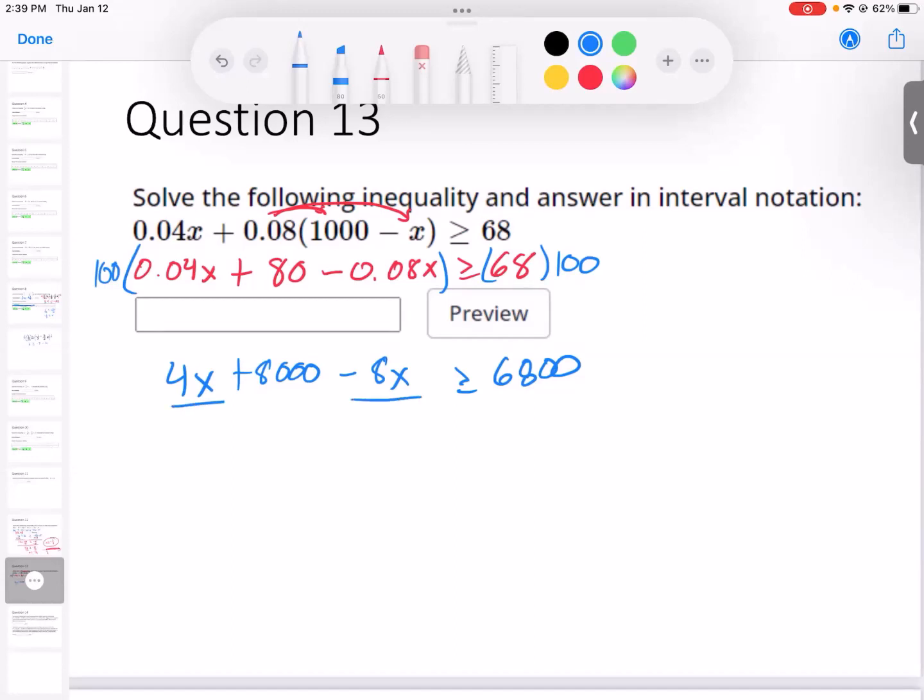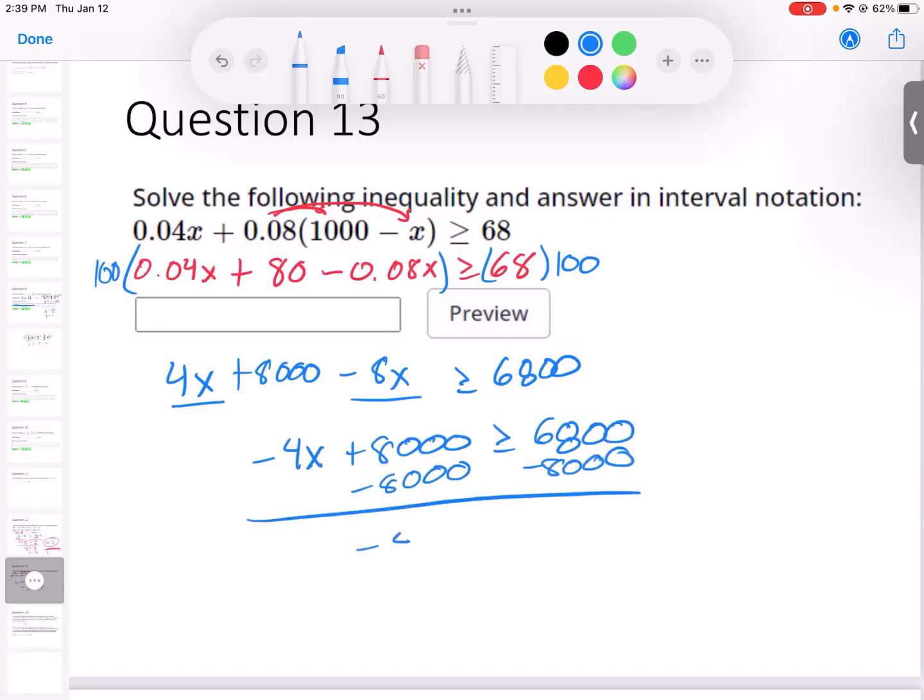So 4x minus 8x is negative 4x, plus 8,000 greater than or equal to 6,800. Then I'd subtract 8,000 from both sides, which would give me negative 4x is greater than or equal to negative 1,200, I think. And then this one is one where I need to divide by a negative. So that means I'm going to switch my inequality and go the other direction. And I get x is less than or equal to 300.